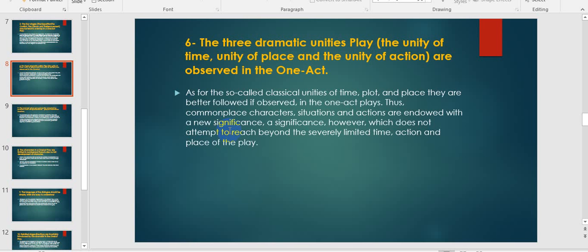If the drama is to be probable and natural, these three unities are to be observed by the dramatist. Sometimes it is difficult to observe these unities, but effort is to be made to observe them as far as possible.